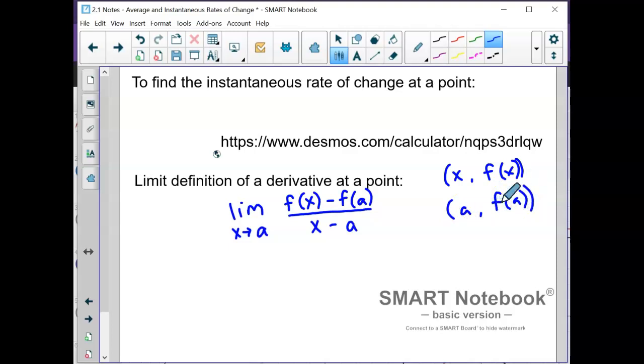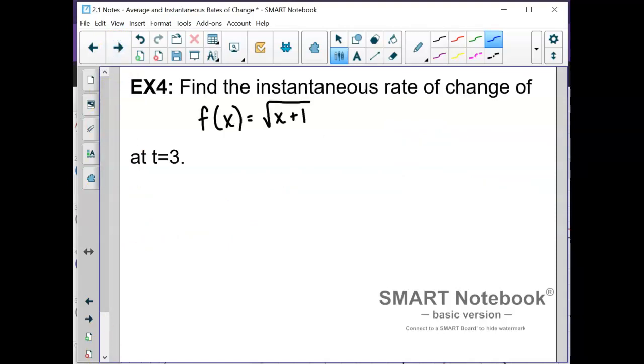And notice if I do slope formula with this, then y2 minus y1, f of x minus f of a over x minus a. You could actually interchange which one comes first, but typically you see it written this way first. So this is our limit definition of derivative at a point. So let's look at a problem that is going to ask us to use this.